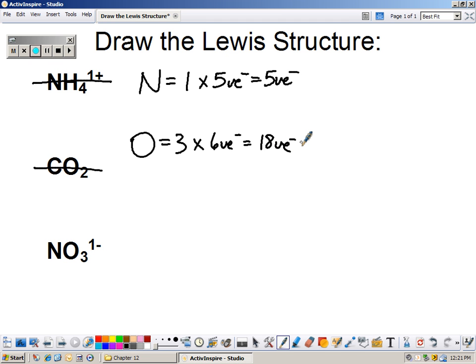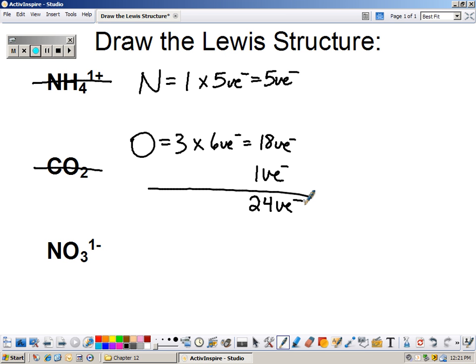Okay, and again, this is an ion just like our first example, but this has a negative charge. So it's -1. Remember, negative charge means you have more electrons. -1, so that means you're going to have 1 more electron. So you're going to add 1 valence electron because you have a -1 charge. Okay, now total them up. That gives you 24 valence electrons. This is the valence electrons that you have to work with, the electrons that you should account for in your molecule.